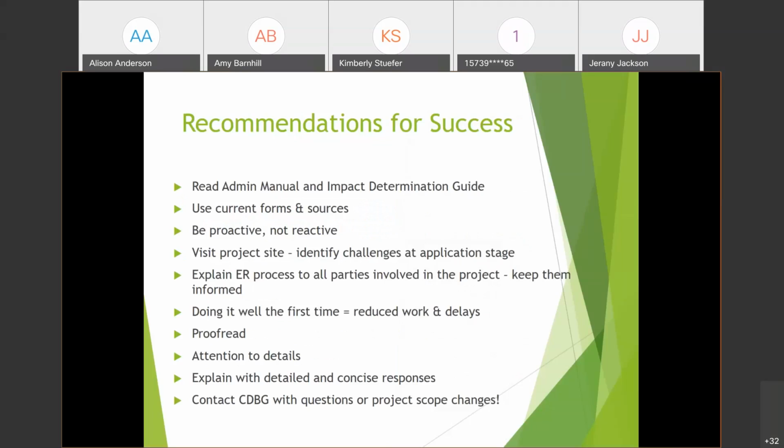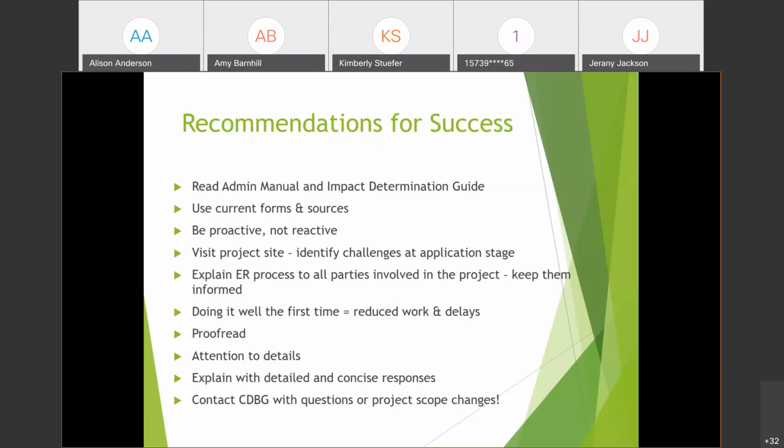Recommendations for success. Kim talked about reading the administrative manual and the impact determination guide. These are really great resources. It's important to use current forms and sources because our forms get updated. And it's important to check on current information with state and federal agency websites.